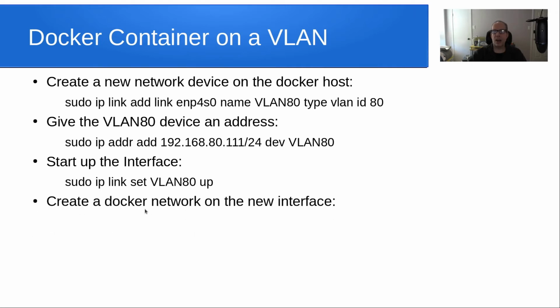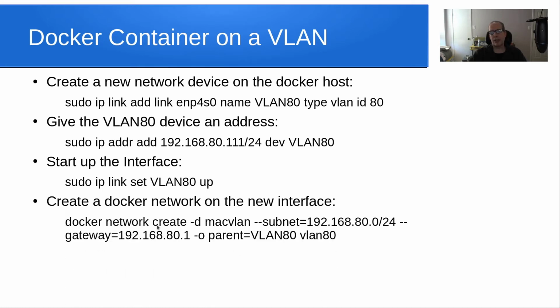And then I'm going to create a Docker network to use the new interface I created on the Docker host above. With this command, and this is a single line, and by the way, all these will be in the show notes so you'll be able to look them up. docker network create macvlan, subnet is 192.168.80.0, and the gateway is 192.168.80.1, and the parent device is VLAN80 in uppercase, but the Docker network I'm naming is vlan80 in lowercase. So that's just what I'm calling it inside of Docker. You could use two different names if you want, whatever you believe provides you more clarity.